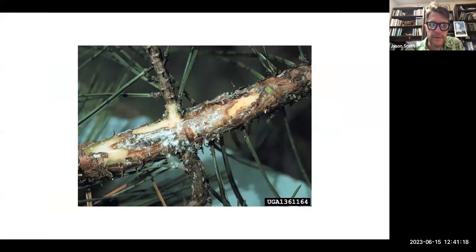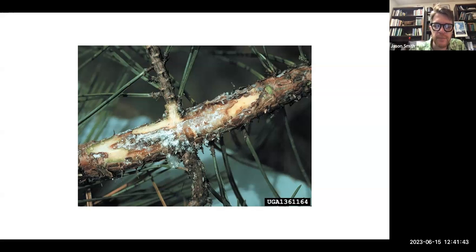So we get a lot of sticky, gooey resin coming out, because resin is a defense mechanism in pines. The tree is trying to defend itself by producing that resin, and that's essentially what's happening. And so you get a large amount of resin typically coming out of these wounds or out of these lesions. It's a lesion, it's a canker. And so that's the most typical symptom.